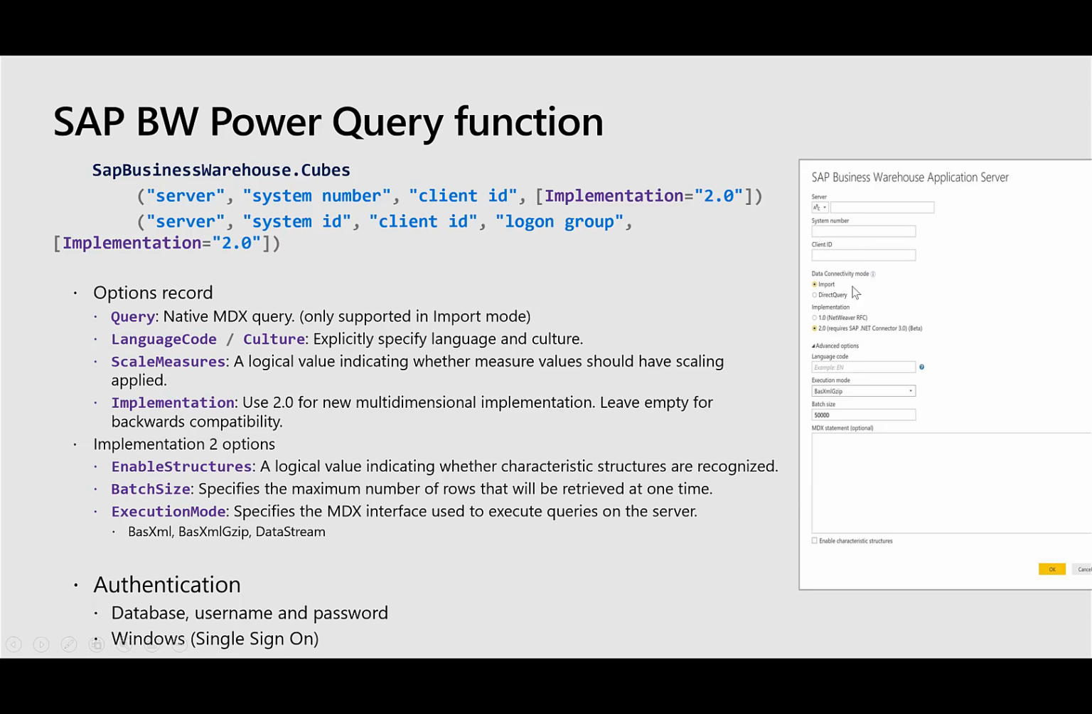As you can see here, it's got server, system number, client ID, import mode or direct query mode. Implementation, you want to use 2.0. It's not in beta anymore. Then the language, the execution mode you want to use, and the batch size. And if it's import mode, you could put an MDX query here.